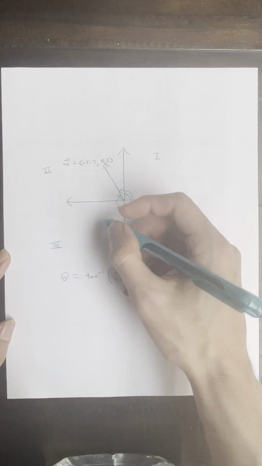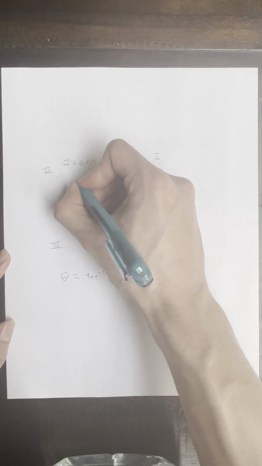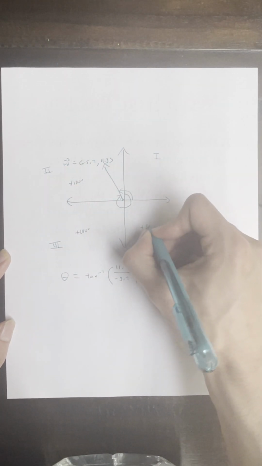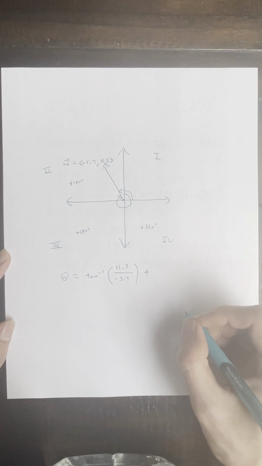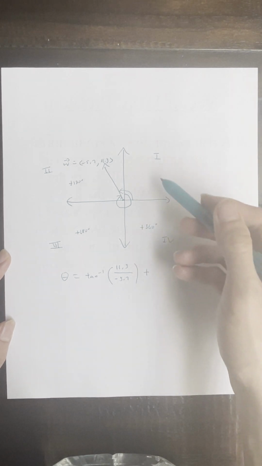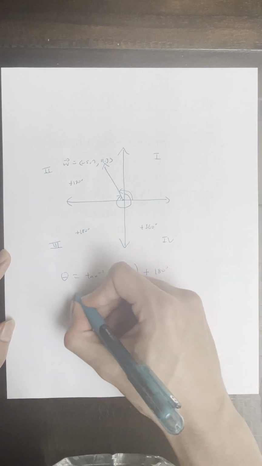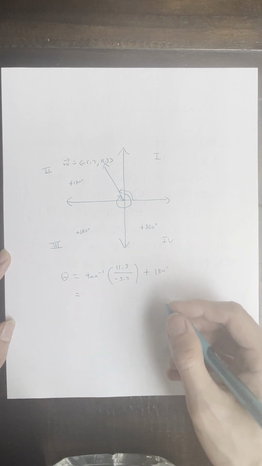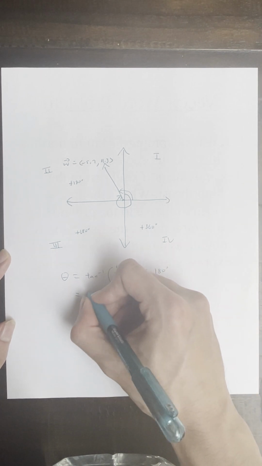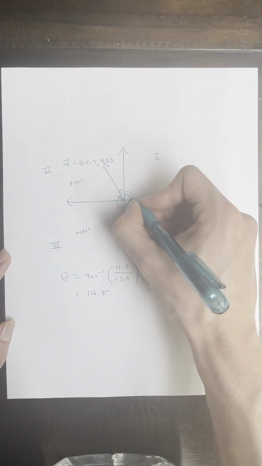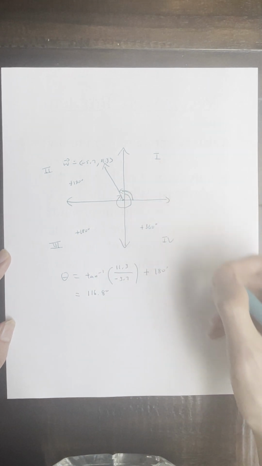And if you're in quadrant 2, you need to add 180 degrees. Same with quadrant 3. And with quadrant 4, you add 360 degrees. If you're in quadrant 1, you don't add anything. But we're going to have to add 180 degrees. And you can use a calculator for this, but you're going to get approximately 116.8 degrees. That's how many degrees we need to rotate counterclockwise.